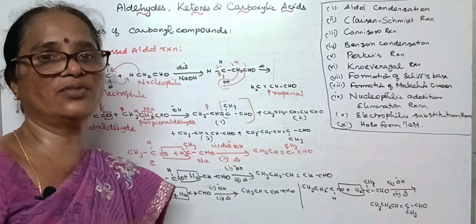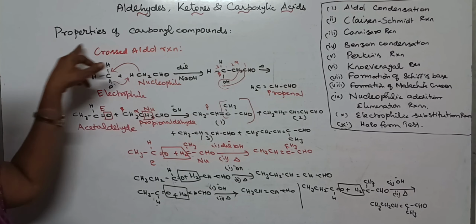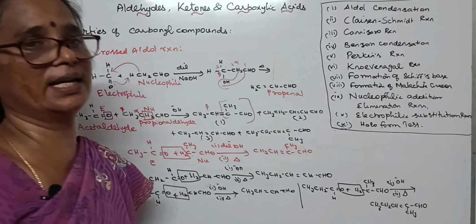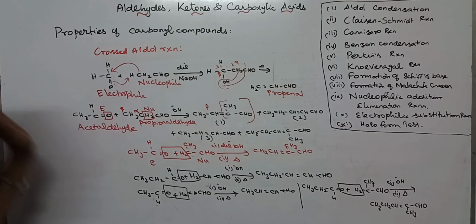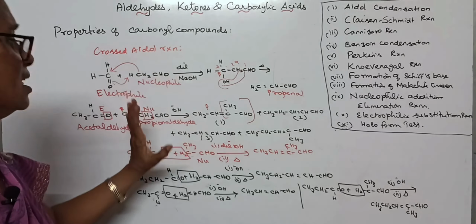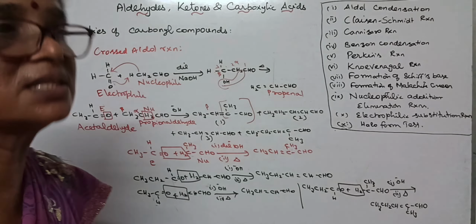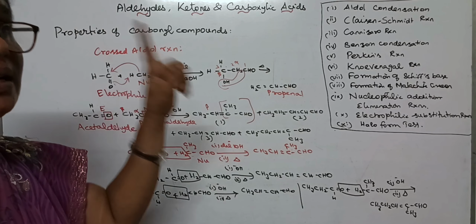So you will get 4 products. But in the previous case, this formaldehyde has no alpha carbon, so only one product we can expect. That's all. Aldol reaction, crossed aldol reaction, very simple. You can write by imagination. Your imagination is very important. You have to decide from where you are going to remove the molecule of water.